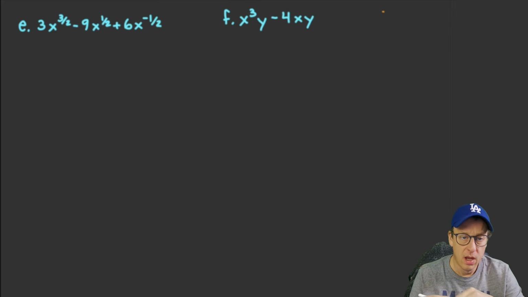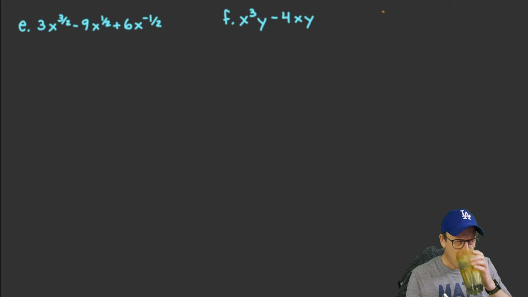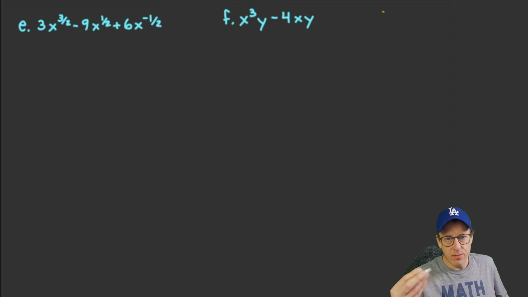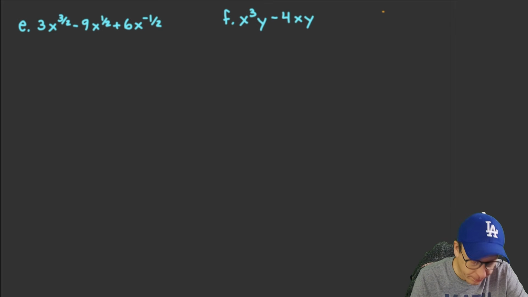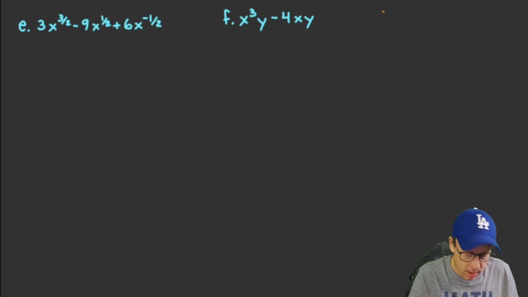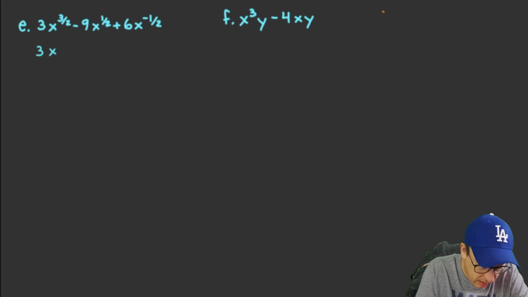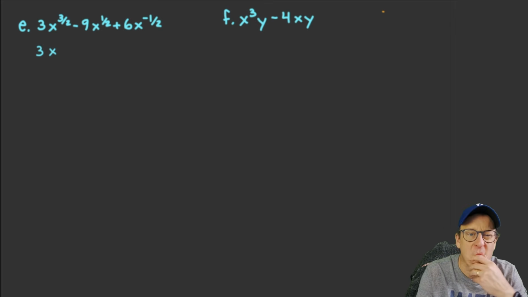Okay, so the very first thing that I'm going to want to do here is get rid of the 1 over x with the exponent of 1/2. So let's go and have this be 3x. Let me see.